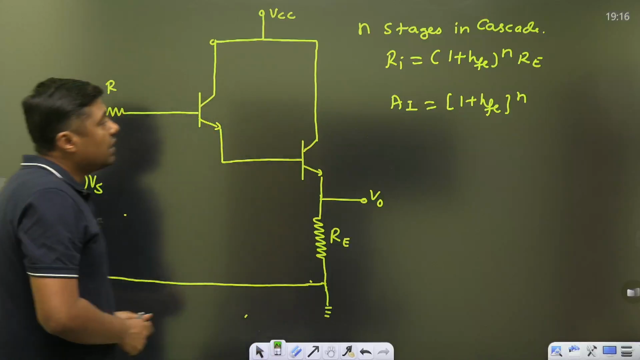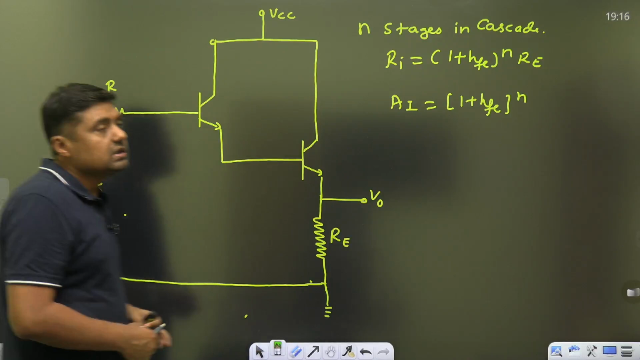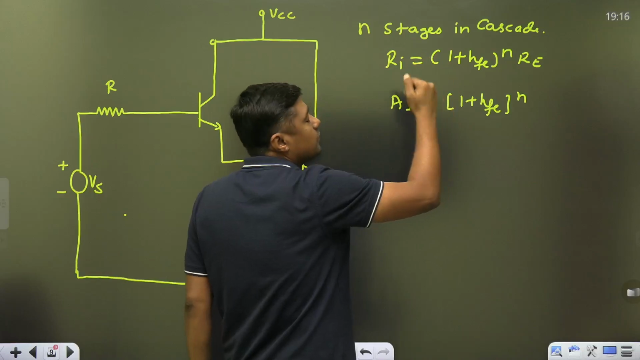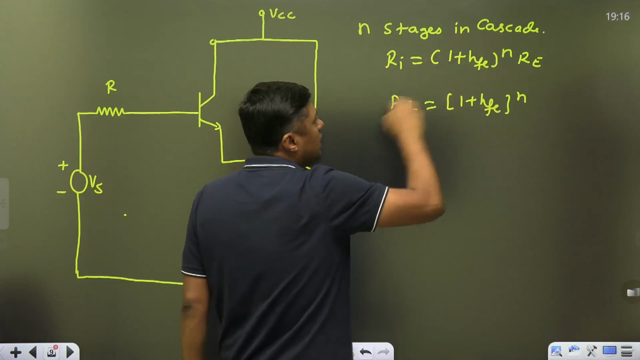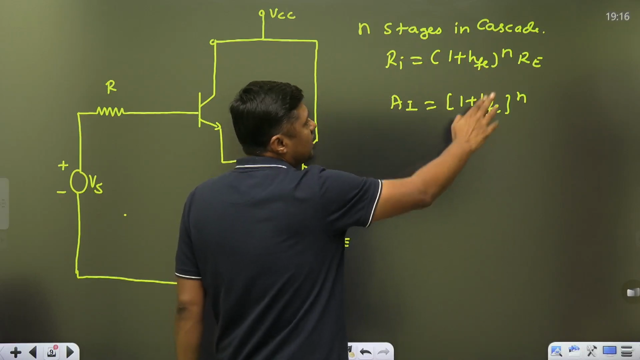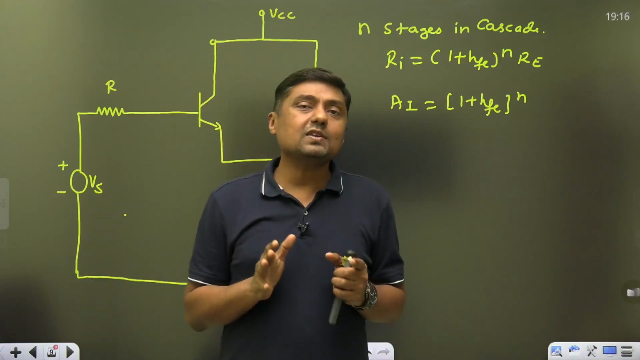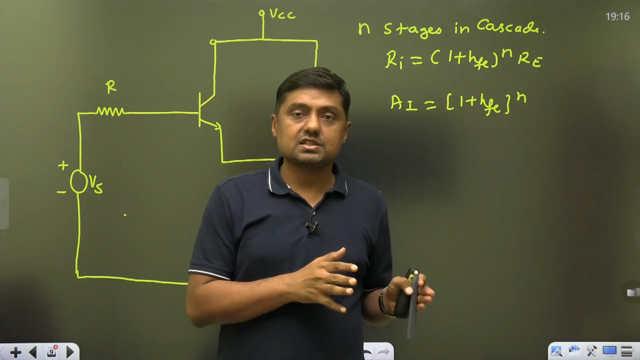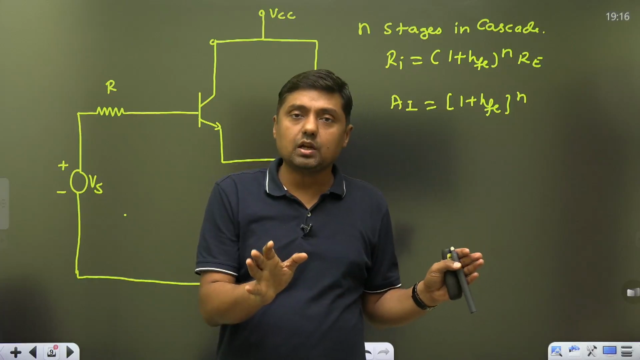Now guys, remember, if suppose we are using the n stages in cascade, then it will become 1 plus HFE raised to power n into RE. For 2 stages 1 plus HFE square, 3 stages 1 plus HFE cube and so on, and current gain will become 1 plus HFE raised to power n. But normally we are not connecting more than 3 stages. Right? 3 or more than 3 stages, we are not making the Darlington pair.